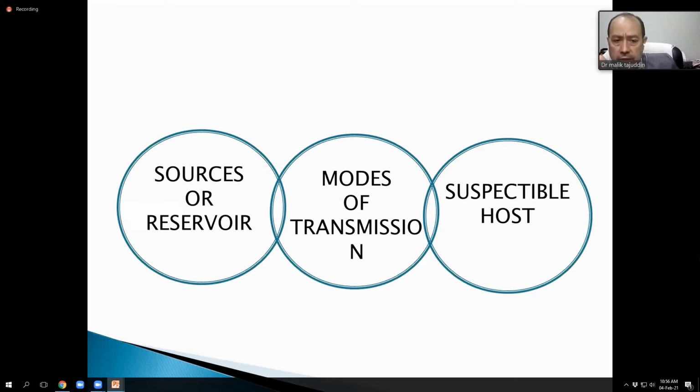Source or reservoir of the infection agent, where the agent is present, who is producing or supplying or storing the agent of the disease, who is the source of that disease. Then how this agent is being transferred, what is the mode of transmission, and where is the susceptible host. Okay, now in this transparency, if I am trying to control any disease, then what I do, I eliminate, I end up all the sources of transmission.